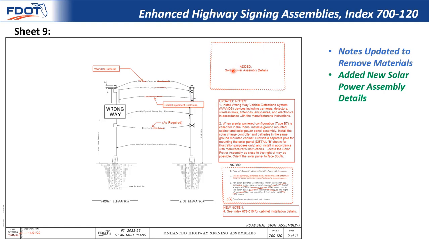The solar power assembly and battery unit for the wrong way vehicle detection is larger and more powerful than the one that is used for a typical enhanced highway signing assembly. As a result, the solar panel must be ground mounted, and a ground mounted UPS or uninterruptible power supply cabinet must be provided. Both the solar panel and the UPS cabinet must be installed close to the right-of-way line outside the clear zone. We also updated the callout references and notes.